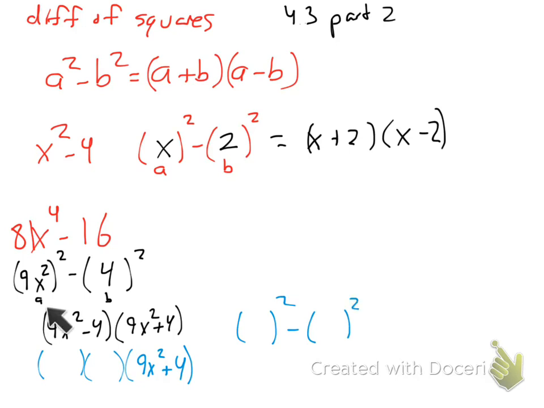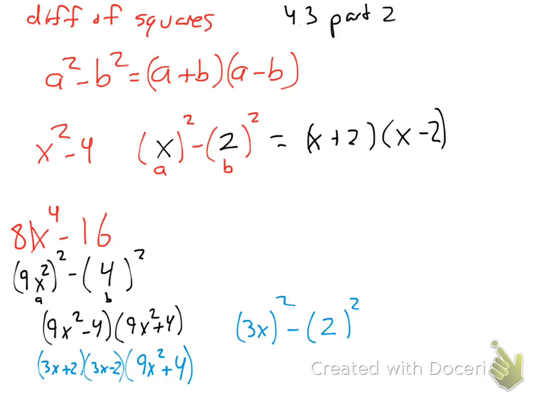In the beginning, it's 9x squared. So isn't that a 3x? And 4 is a 2. So guess what? 3x plus 2, 3x minus 2. Like I said in the last video, it has to. If you can factor, you got to keep going. And that is the difference of squares.